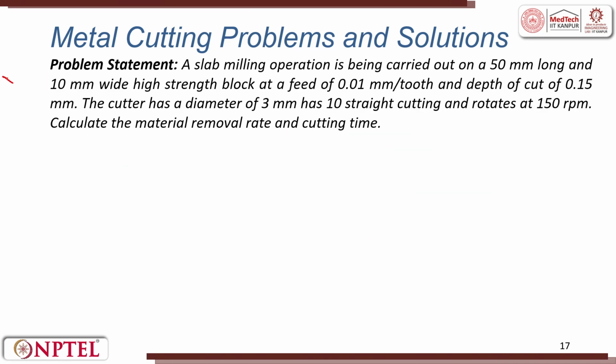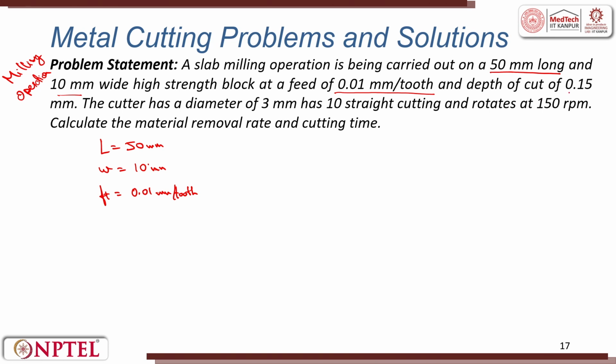Another problem statement in milling, where it has been given a slab milling operation is being carried out on a 50 millimeter long and 10 millimeter wide high strength block at a feed of 0.1 millimeter per tooth. So, let us see what we have been given. Length is equal to 50 millimeters. We have also been given width as 10 millimeters and feed per tooth Ft is equal to 0.01 millimeters per tooth.